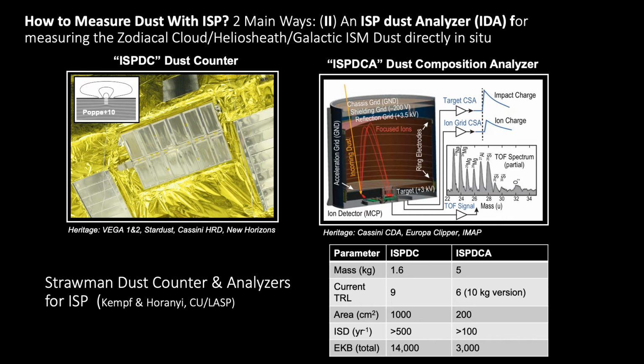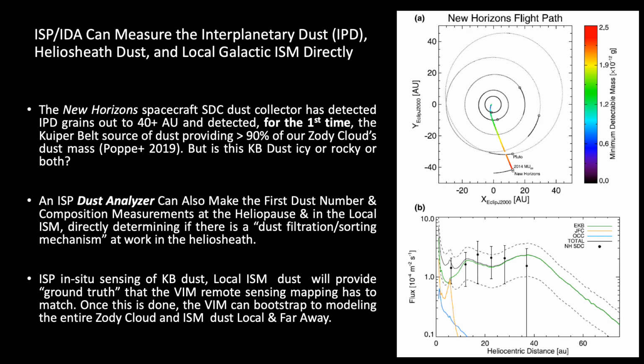We have nice models. There are arguments back and forth in the literature. Most people think it's just rocky, but models are nice. The easiest thing to do is to go out there and actually measure and collect some of this dust and measure its chemical composition. Speaking of that, here is a figure showing what New Horizons has done, the first ever dust detector ever flown through our Kuiper belt.